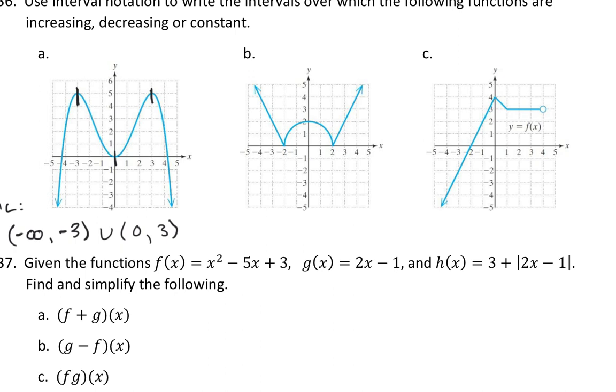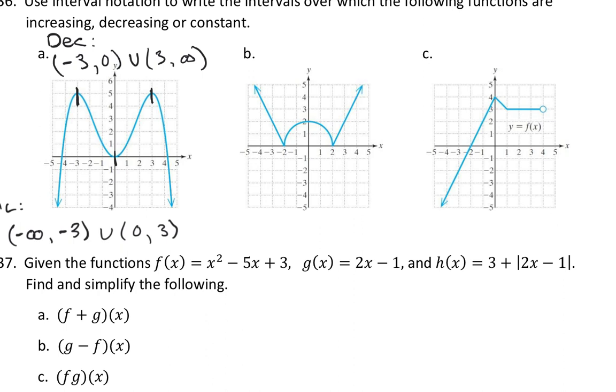Now let's look at decreasing. So decreasing should be whatever is left, because there's no constant parts of this graph. So this is decreasing from -3 to 0 and from 3 to infinity.